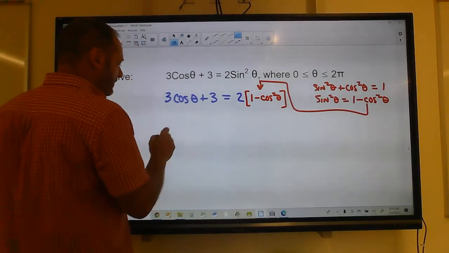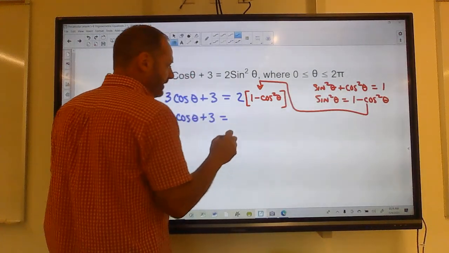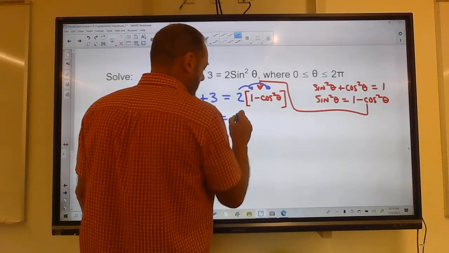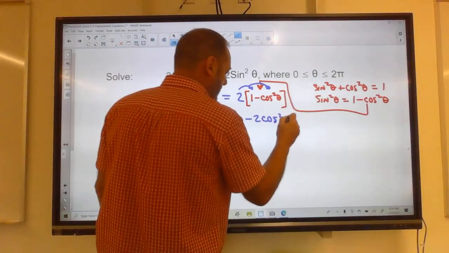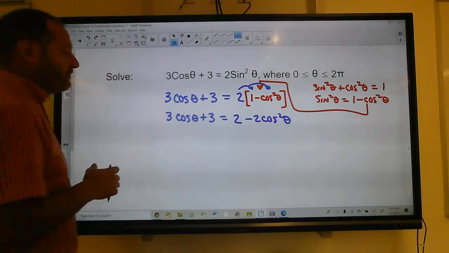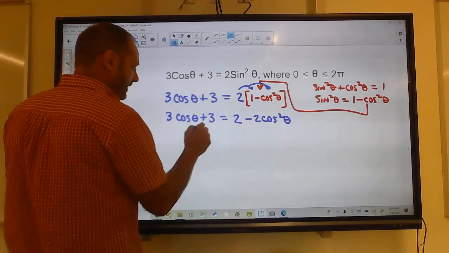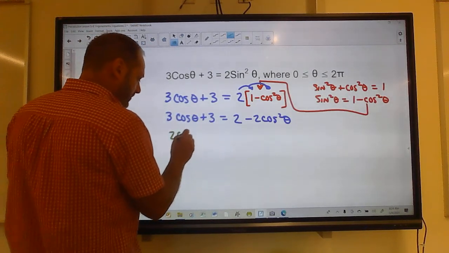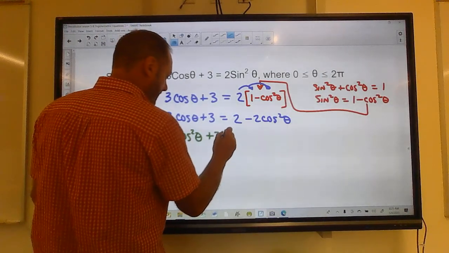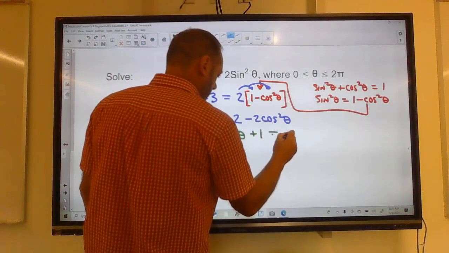Okay, so now it's 3 cosine theta plus 3 equals, and I can distribute my 2 in here. So that's going to be 2 minus 2 cosine squared theta. Now I got it all in cosines. So then I'm going to move all the cosines to one side. I'm going to move these all over here. So I would have 2 cosine squared theta plus 3 cosine theta. Then I'm going to subtract 2 from both sides. So this is going to be plus 1 equals 0.